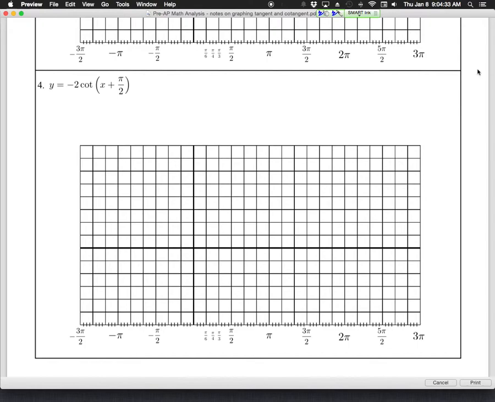So I have y equals -2 cotangent of x plus pi/2. Amplitude 2. Period is pi. What about my shift? I'm going to the left pi/2. How many period marks is that? It is 2 period marks.